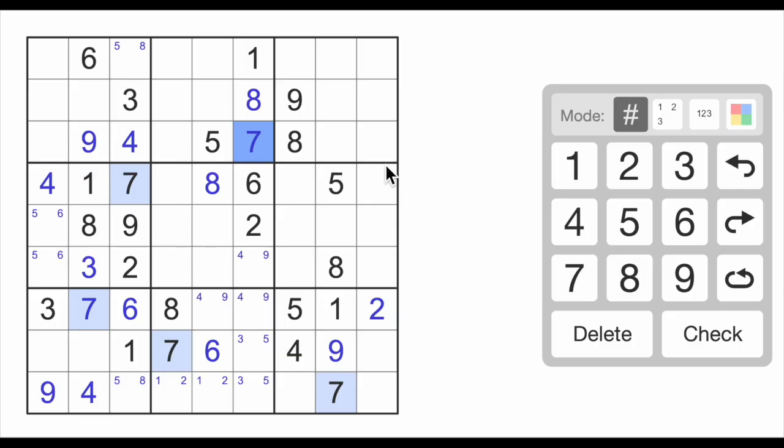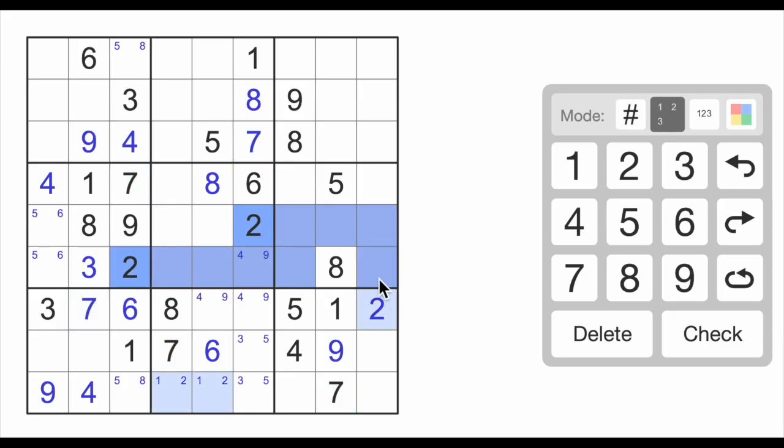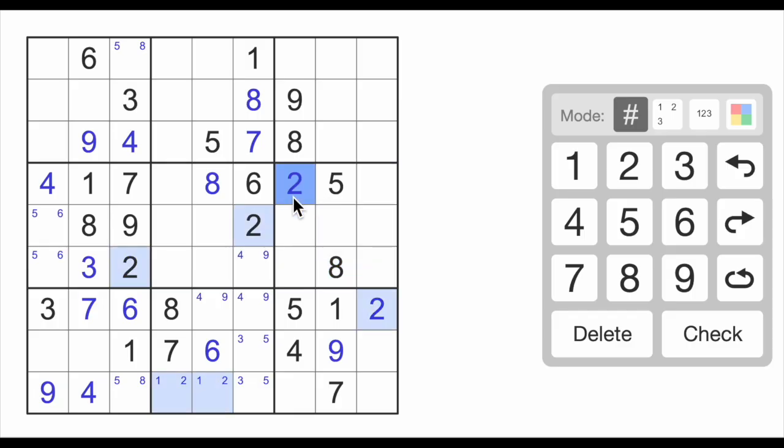Wait, what am I looking for? Oh, okay, I can place 2 in box 6. 2, 2, 2 gives me 2 here.